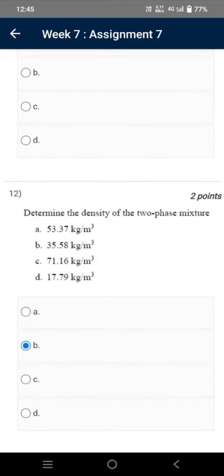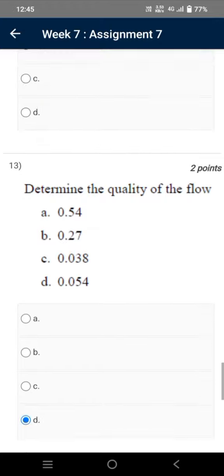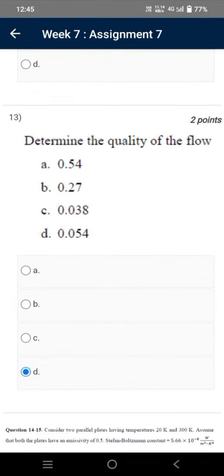Question 12, answer will be option B. 35.58 kg per meter cube. Question 13th, answer will be option D. 0.054.